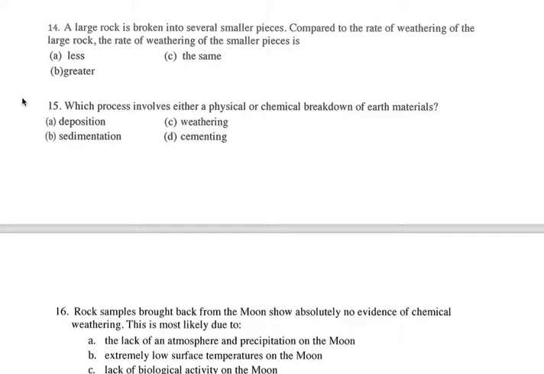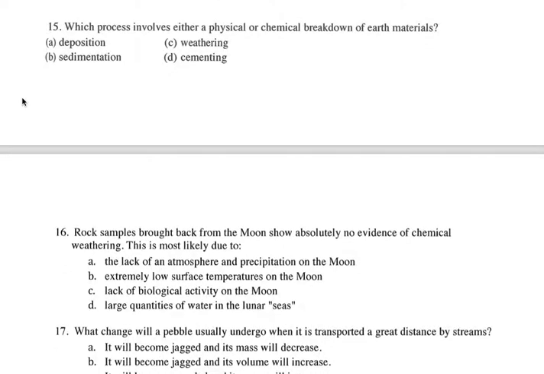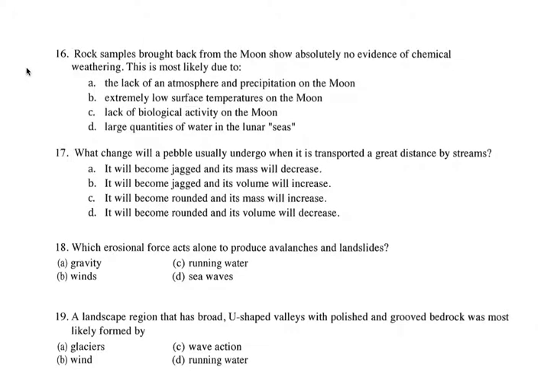14, a large rock is broken into several smaller pieces. Compared to the rate of weathering of the large rock, the rate of weathering of the smaller pieces is A, less, B, greater, C, the same. 15. Which process involves either a physical or chemical breakdown of Earth's materials? Is it A, deposition, B, sedimentation, C, weathering, D, cementing?